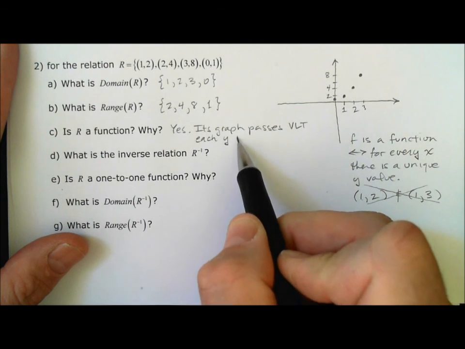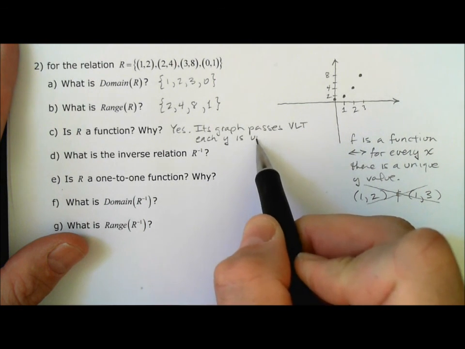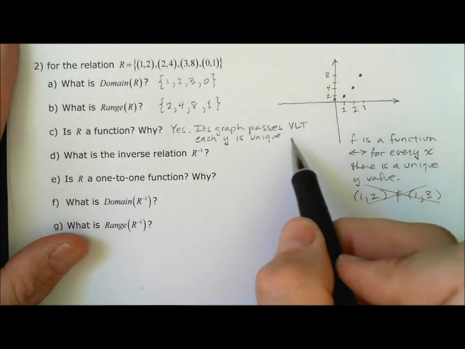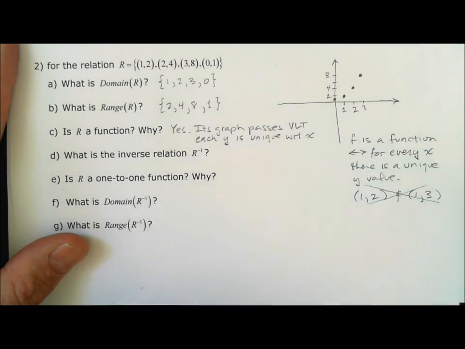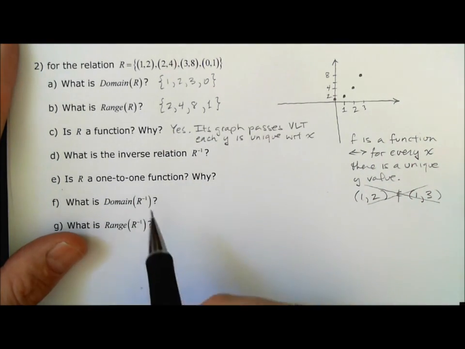So its graph passes the vertical line test, or each y is unique with respect to x. Now, what's the inverse relation?